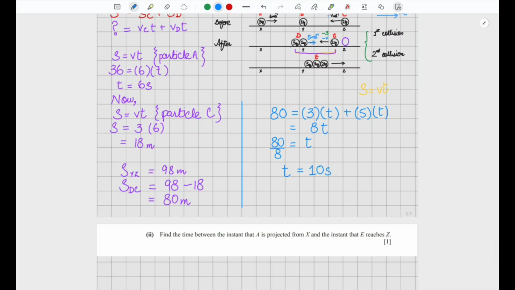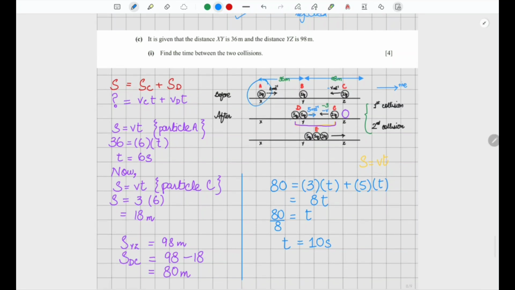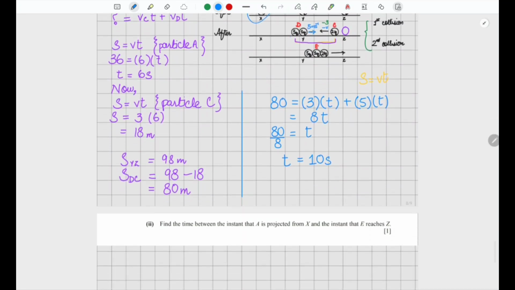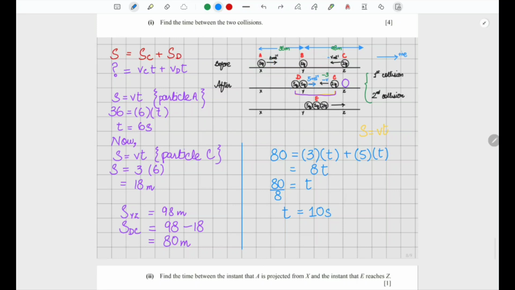Find the time between the instant that A is projected from X and the instant that E reaches Z. Now that means you need to find the time for the whole journey. From A when it started and hit B, and then B and D collided with C, and then obviously A, B and C collided somewhere in between, and then it moves to the right with some velocity to reach Z again. So we need time for the whole.